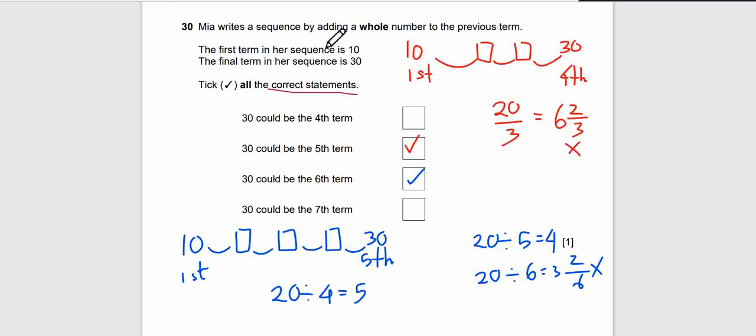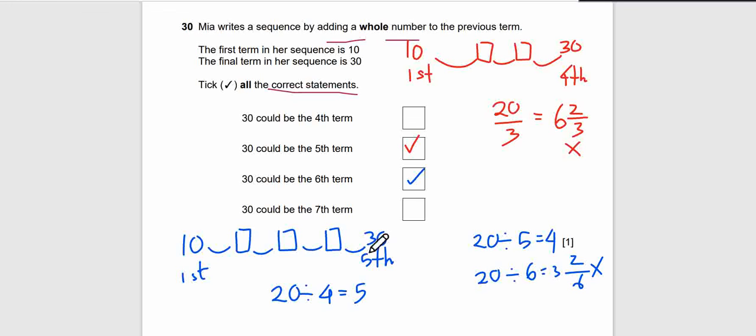So the first term is 10, and we add a whole number to the previous term. 30 could be the fifth term, so we have to put 5 numbers: 1, 2, 3, 4, 5. Because 30 could be the fifth term, 30 will be in the fifth position, and there are 3 numbers in between 10 and 30.